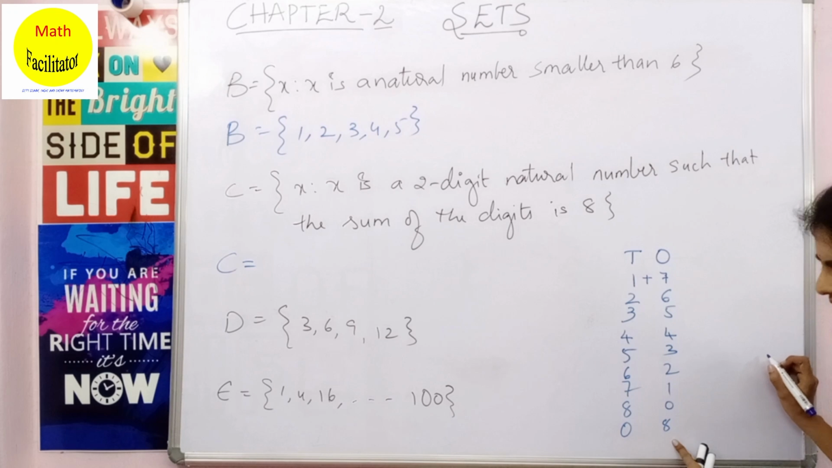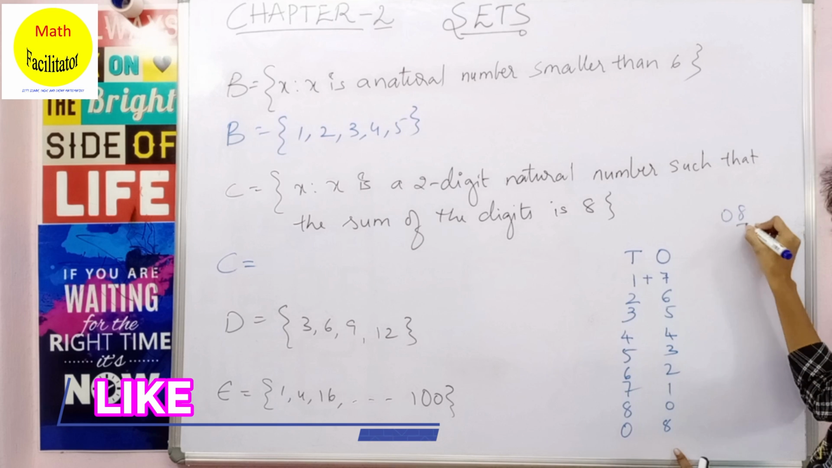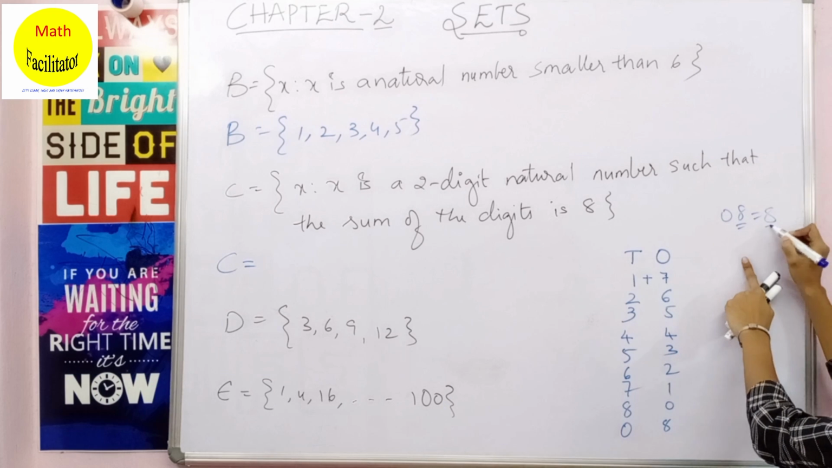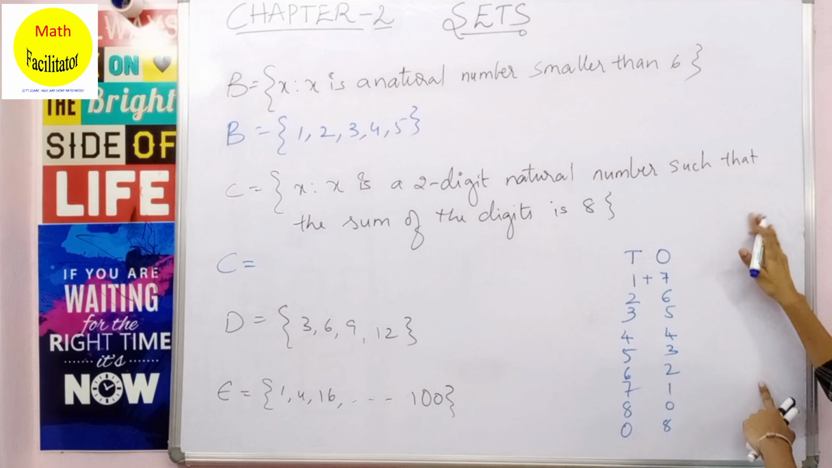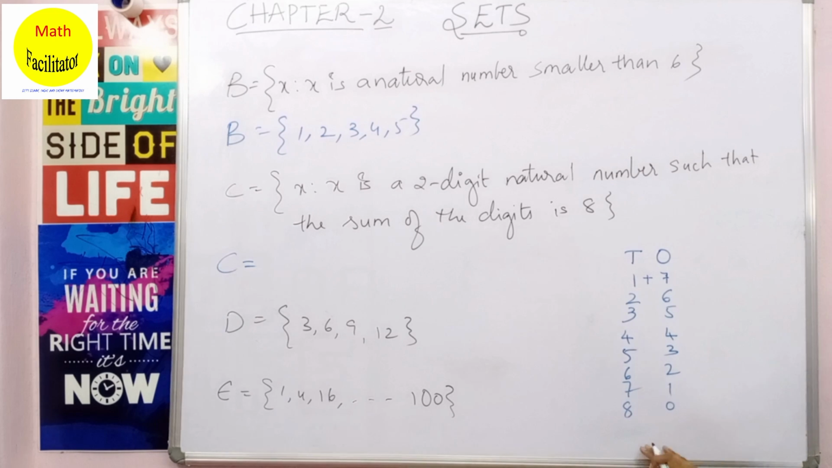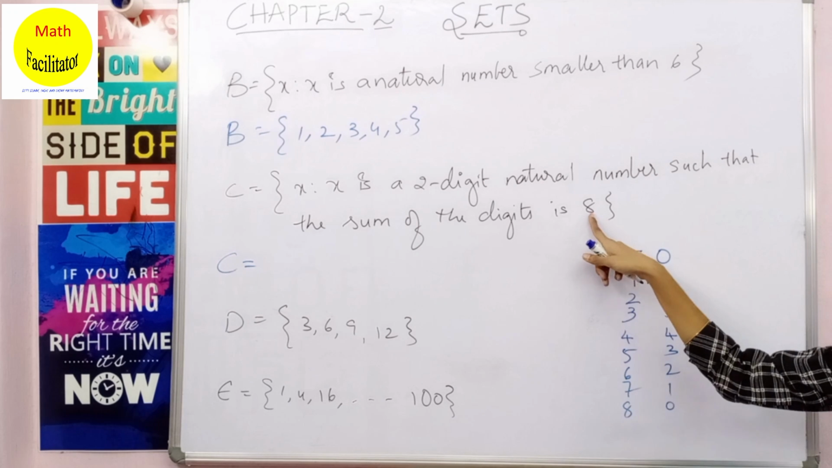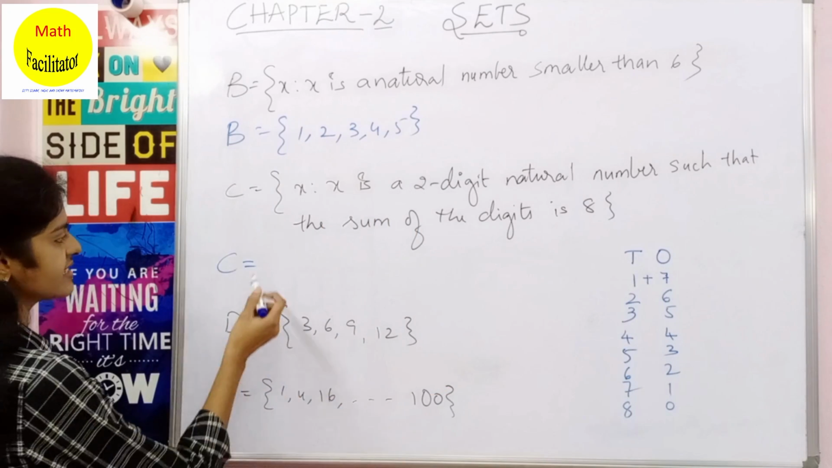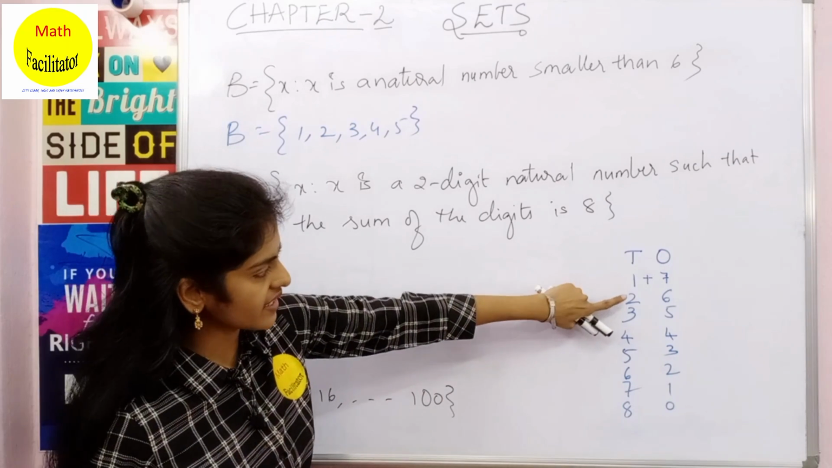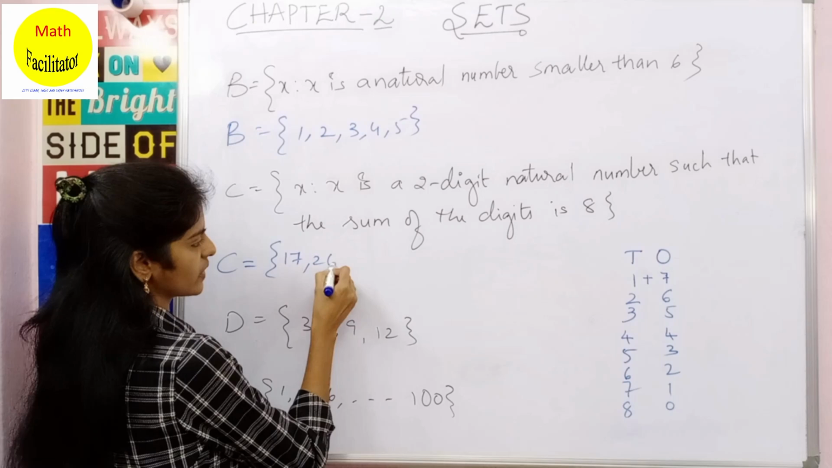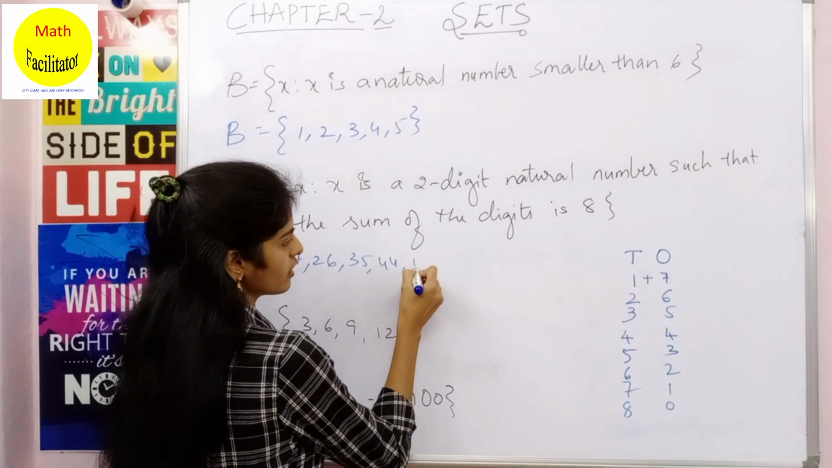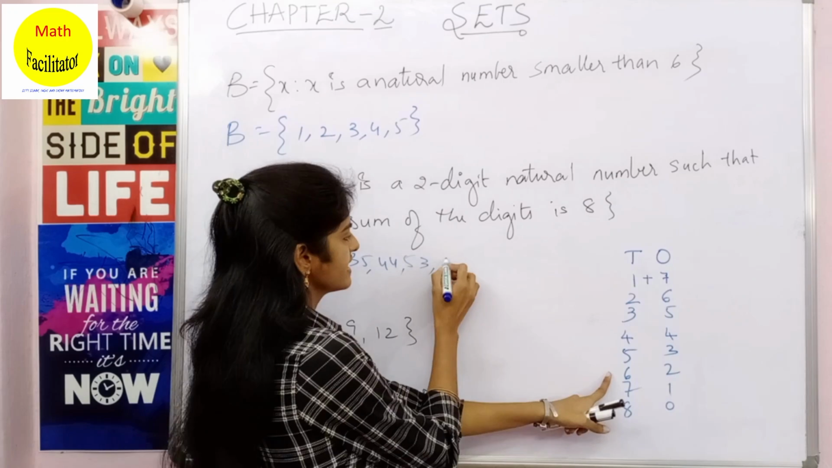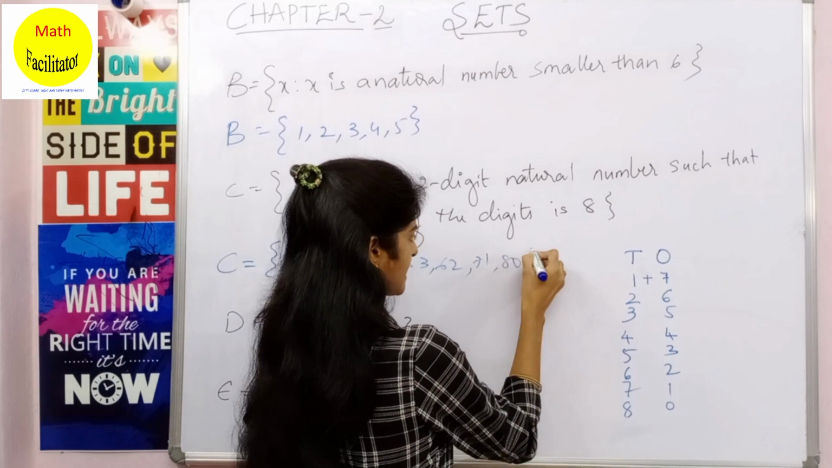Why? If you write 0 plus 8, it is 8, but the 0 is in the tens place, so this becomes 08, which is nothing but 8. It is only a single-digit number. But we want 2-digit numbers, so we are not writing 0, 8. All these are 2-digit numbers whose sum of the digits is 8. Clear? So now let us write here. The 2-digit numbers whose digit sum is 8, as a set of elements: 17, 26, 35, 44, 53, 62, 71, 80.